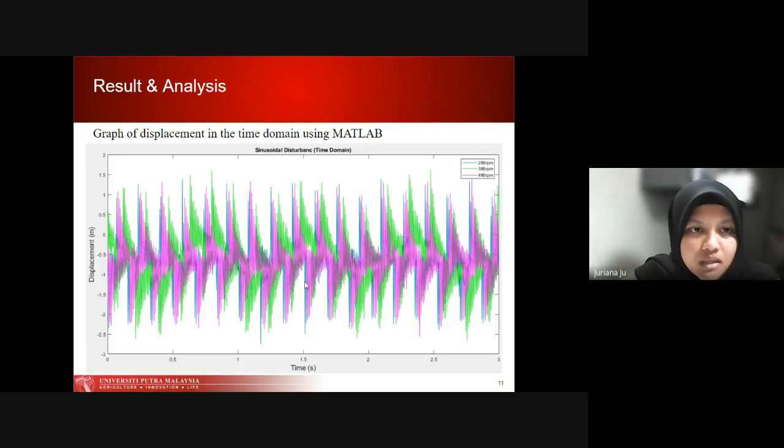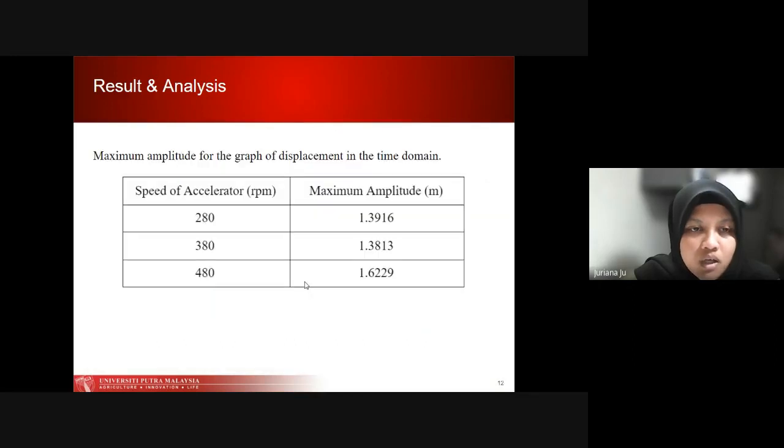So this is the maximum amplitude that we get from the graphs on the previous slide. The first one is 280, where we get 1.3916. The next one is 1.3813, and the last one for 480 RPM, we get 1.6229, which is the highest amplitude compared to the other two.